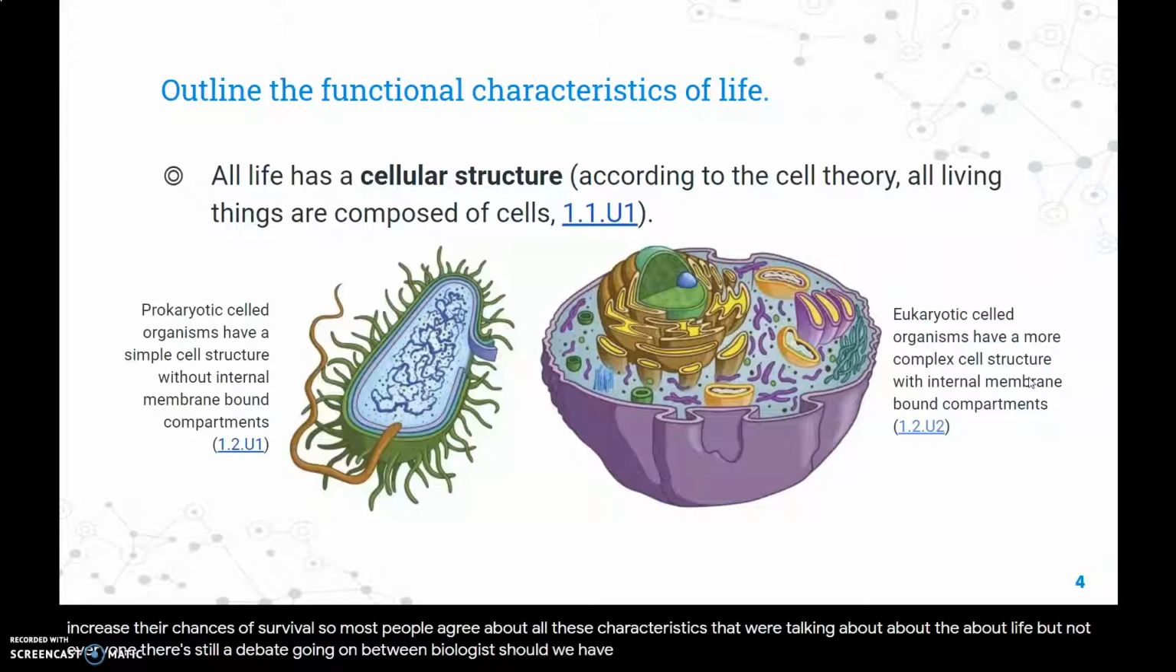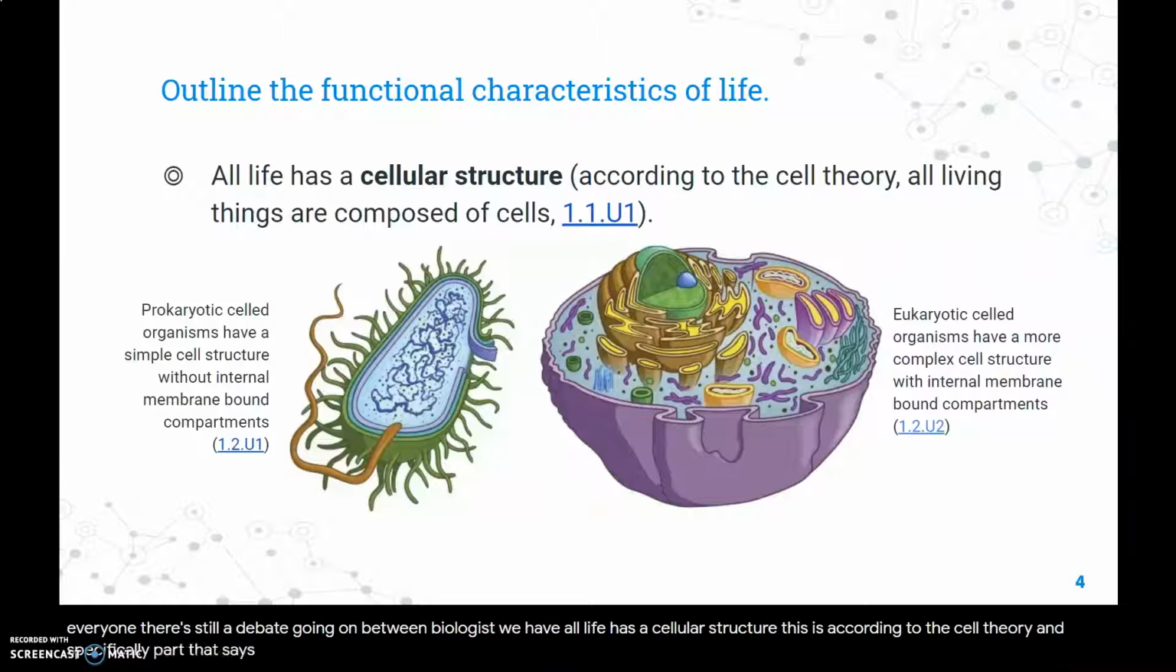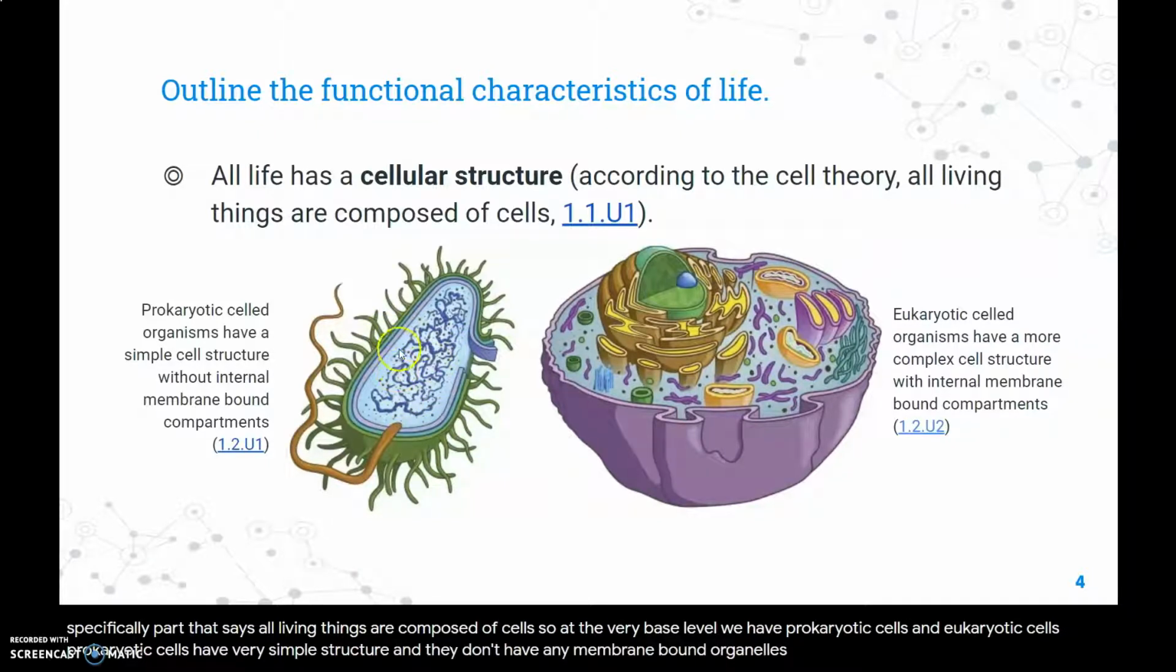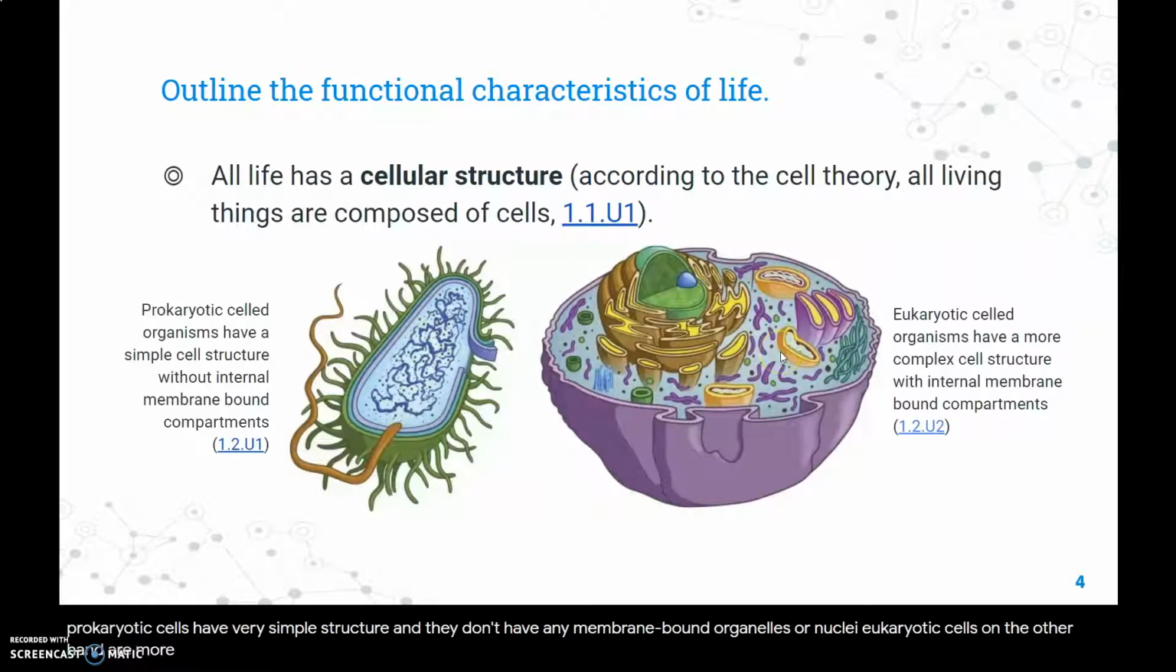So first, all life has a cellular structure. This is according to the cell theory, and specifically the part that says all living things are composed of cells. So at the very base level, we have prokaryotic cells and eukaryotic cells. Prokaryotic cells have a very simple structure and they don't have any membrane-bound organelles or nuclei. Eukaryotic cells, on the other hand, are much more complex, with a cell structure that looks more organized than the prokaryotic cells, and these have membrane-bound organelles like ribosomes and nuclei.